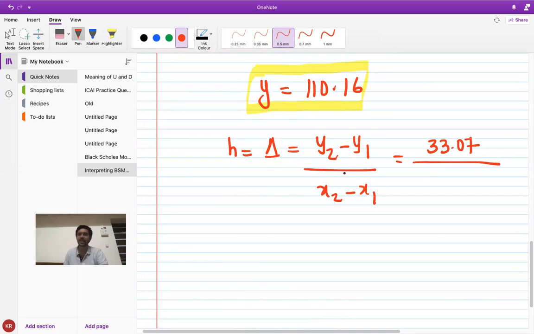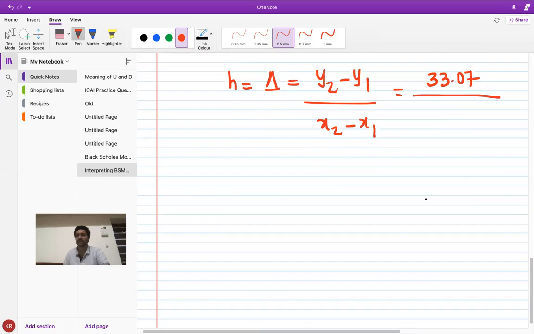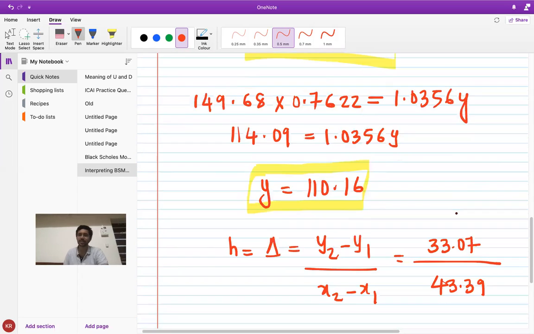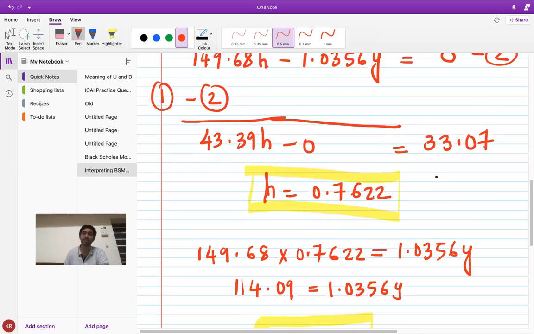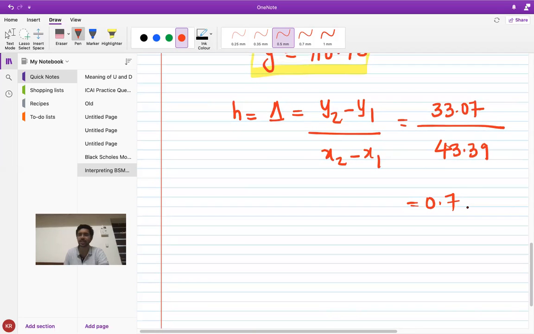Okay, divided by x2 minus x1 is 193.07 minus 149.68. You have 43.39 divided by 43.39. And if you see, actually 33.07 divided by 43.39 is what we actually got over here when we were calculating h. Okay, so this is equal to again 0.7622. So we then said that a call option can be replicated by borrowing y and buying delta shares.